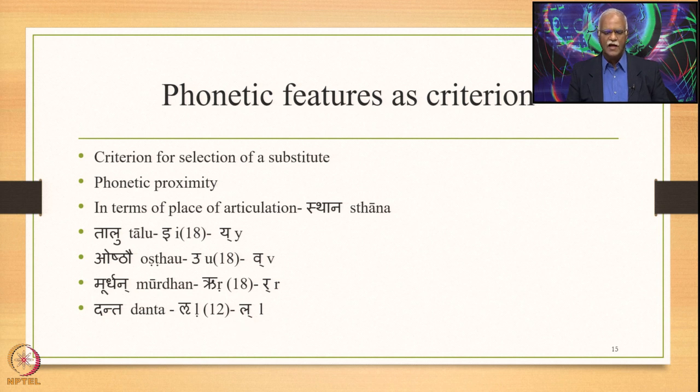So now, by applying the principle of sthane antaratamaha, where sthana or the place of articulation acts as an important criterion for the selection of a substitute from amongst many, we can then choose these substitutes. Ya in place of i, va in place of u, ra in place of ru, and la in place of lu, in place of all the varieties of i, u, ru, and lu.